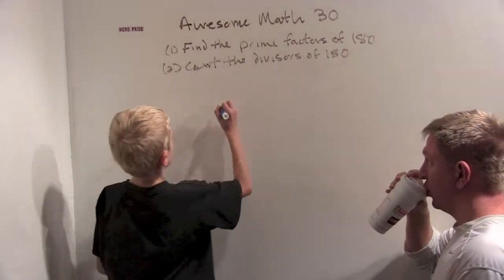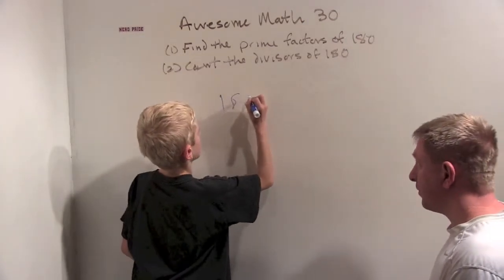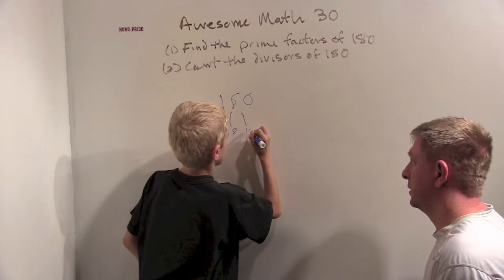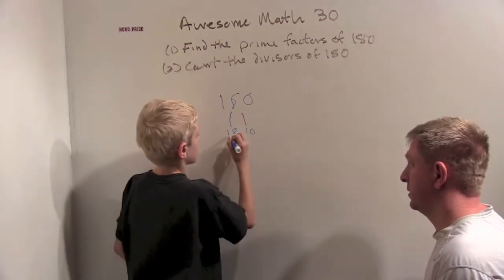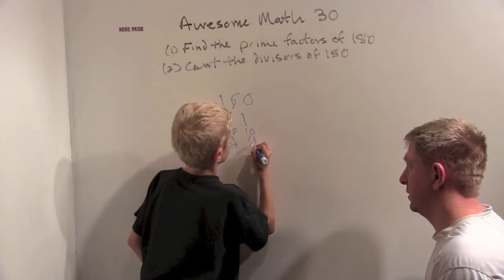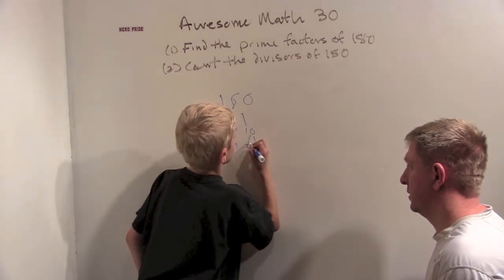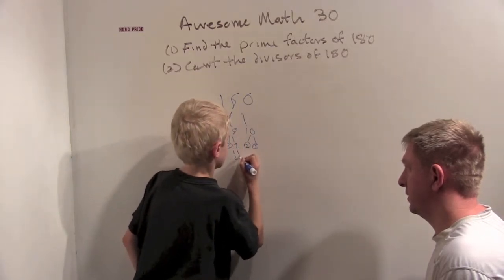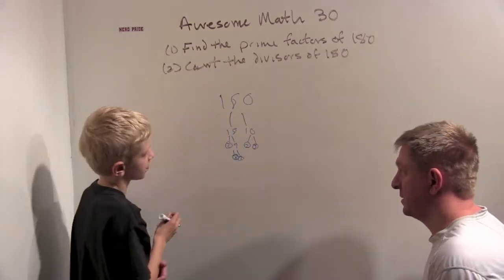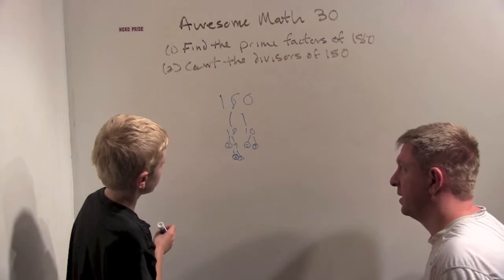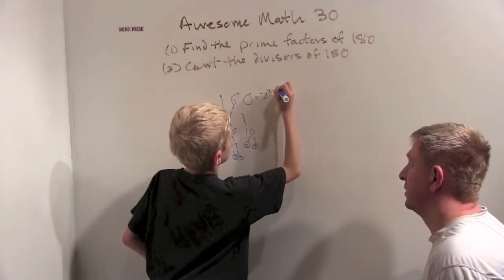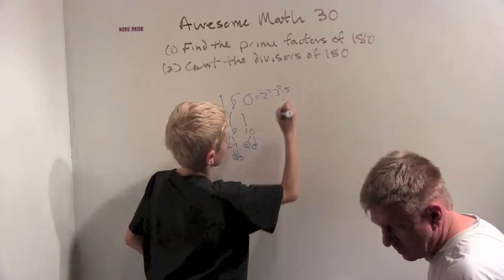Well, 180 is 18 times 10. 18 is 2 times 9, and 10 is 2 times 5. And then 9 is 3 times 3. So we have 2 squared times 3 squared times 5.